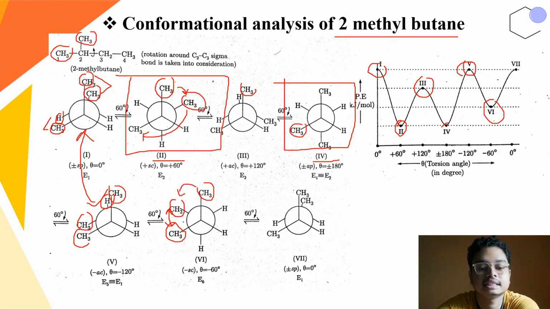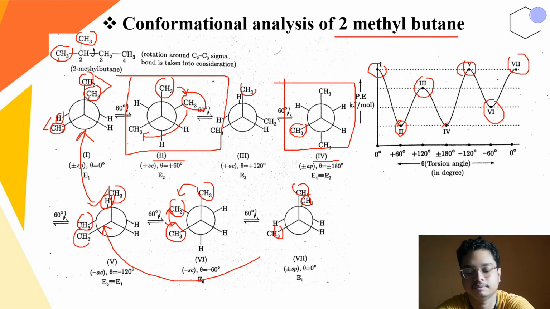And after rotating 60 degrees more, we again get the same conformer in a different orientation. That means this also has similar energy to the 1 and 5 conformers. I hope it is clear. So this type of conformational analysis you have to do in the examination if a trickier molecule is given.